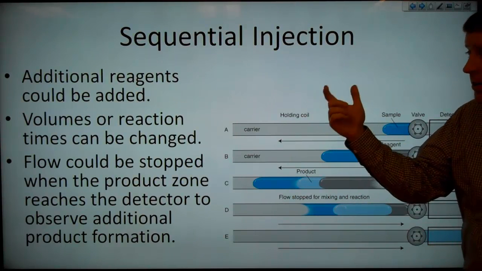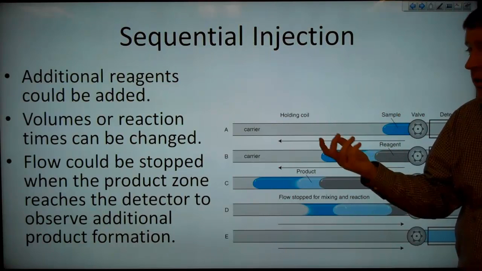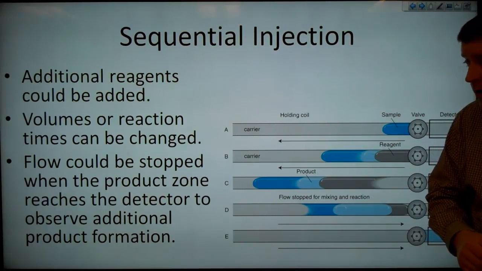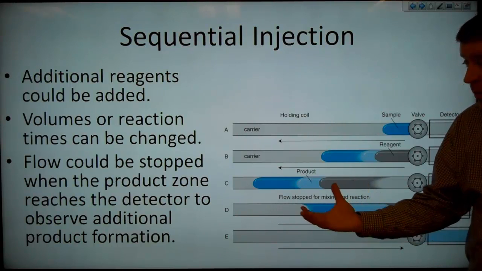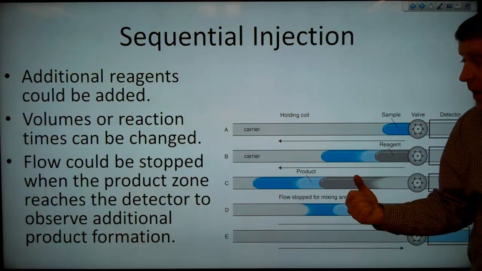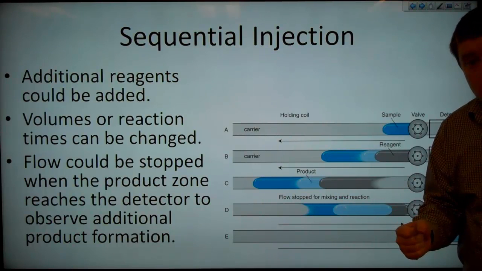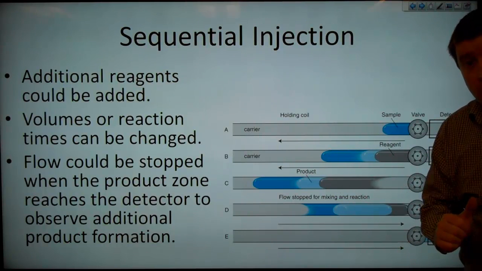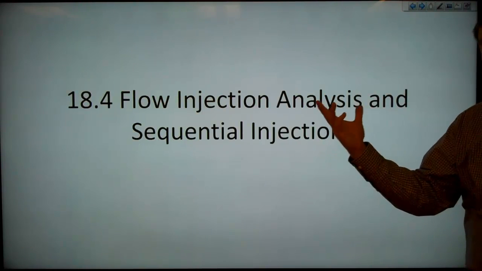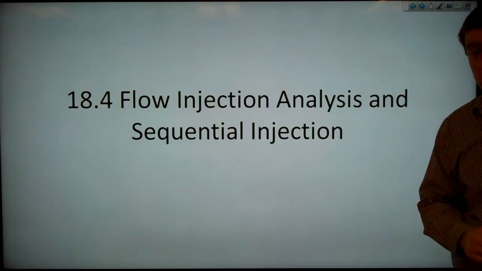Now, additional reagents could be added, or volumes or reaction times could be changed. The flow could be stopped when the product zone reaches the detector to observe additional product formation if there's more being formed. We could stop our product there and do some sample averaging if our signal is especially low. So that was flow injection analysis and sequential injection.